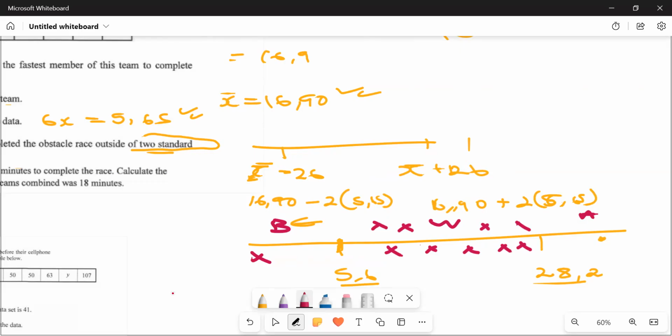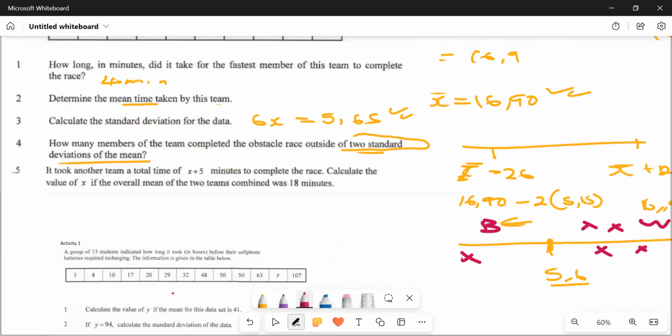How many values are below? It's 1 again. Another way that they can ask is, how many values are outside the 2 standard deviations? It's 1 again. Now, if they are talking about outside, you check the ones which are below and the ones which are above. So let's go to the question. It says, how many team members completed the obstacle race outside? Again, we don't want within, but we want outside. So how many completed outside the 2 standard deviations? We'll tell them which one of the team members completed outside. Are we together then? Okay.